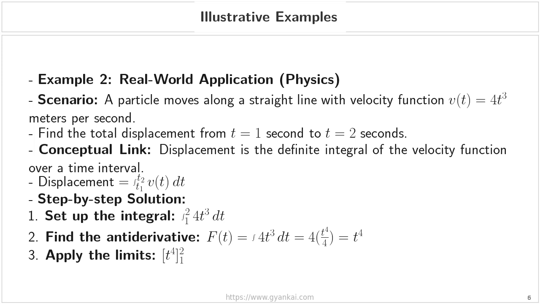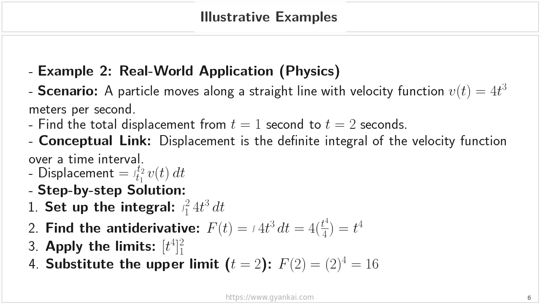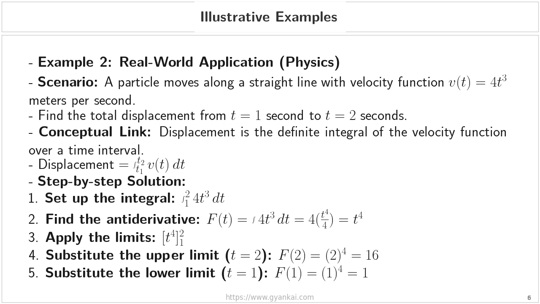Step 3, now we apply the limits of integration. This means we write the antiderivative in evaluation notation, which looks like this: t to the power of 4 evaluated from 1 to 2. Step 4, we substitute the upper limit, which is t equals 2, into the antiderivative. So f of 2 equals 2 to the power of 4, which is 2 multiplied by itself 4 times, resulting in 16. Step 5, next we substitute the lower limit, which is t equals 1, into the antiderivative. So f of 1 equals 1 to the power of 4, which is simply 1.